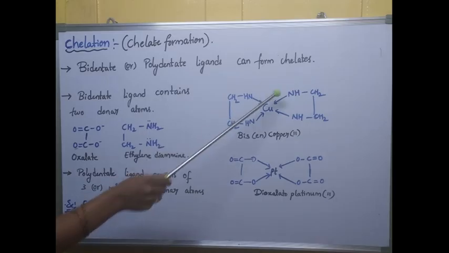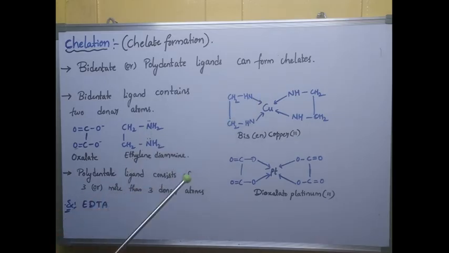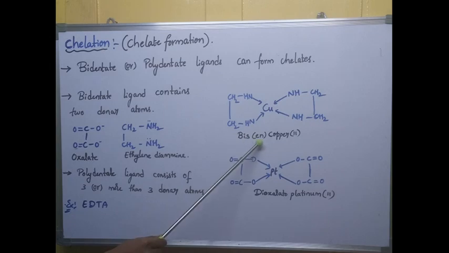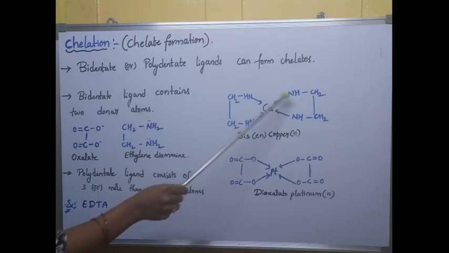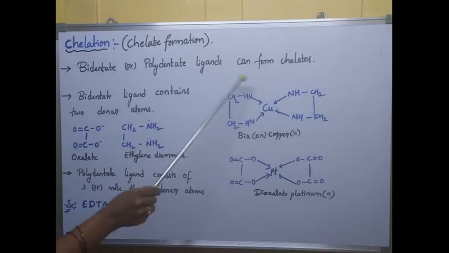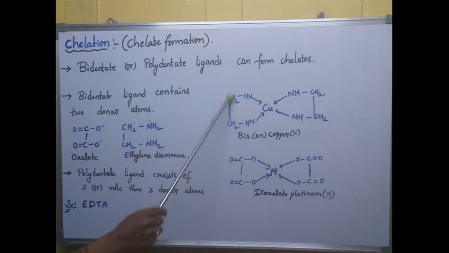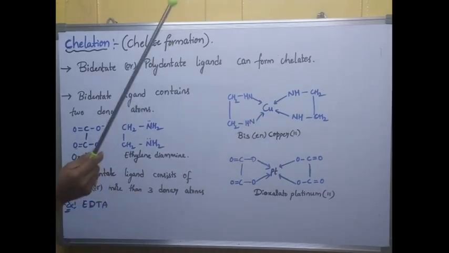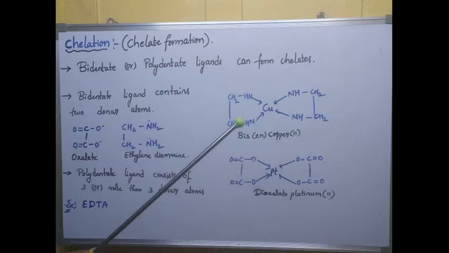By using those two donor atoms or more than three donor atoms around a central atom, they can form a ring-like structure. The best example is the bis-ethylene diamine copper(II) complex. You can see here copper. Around copper you can see one ring of ethylene diamine and another ring of ethylene diamine. They form coordinate covalent bonds by donating electrons to the central atom and forming a ring around it. This ring formation is called a chelate, and the process is called chelation.